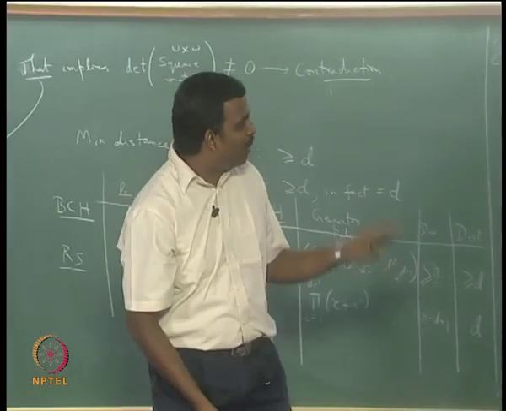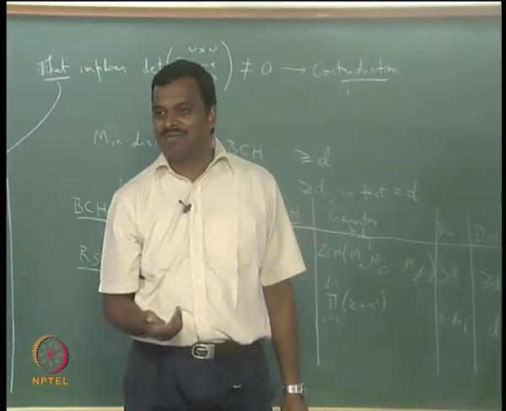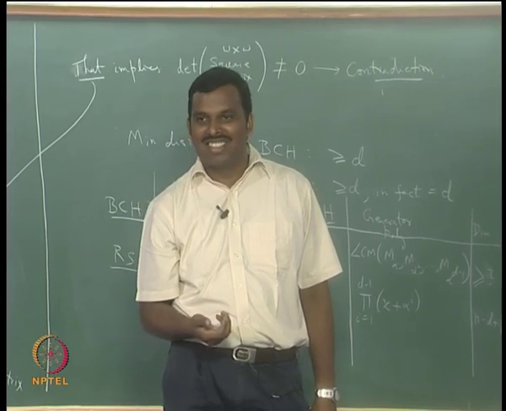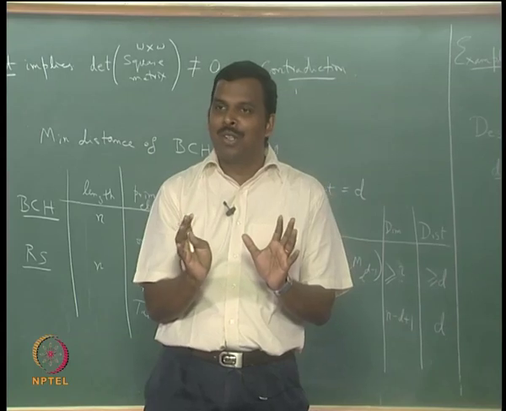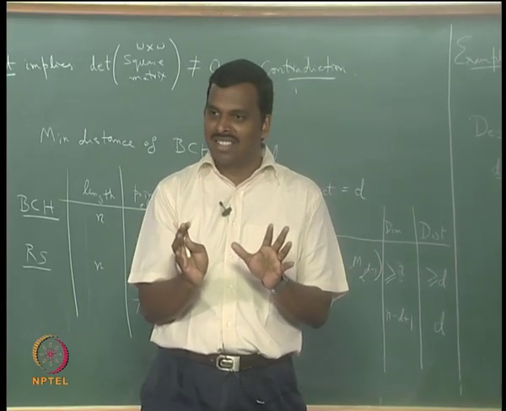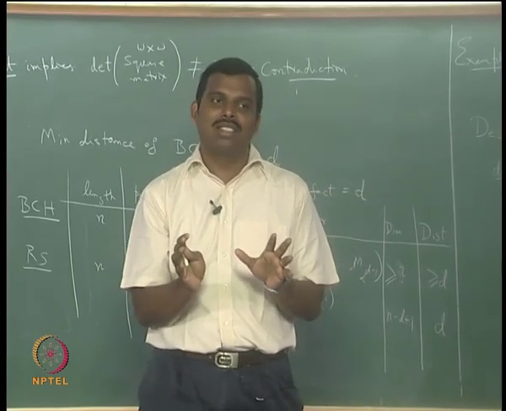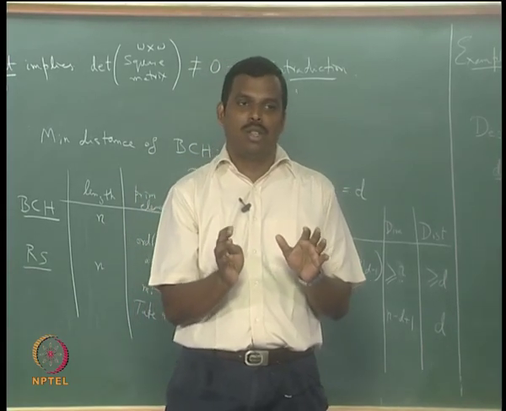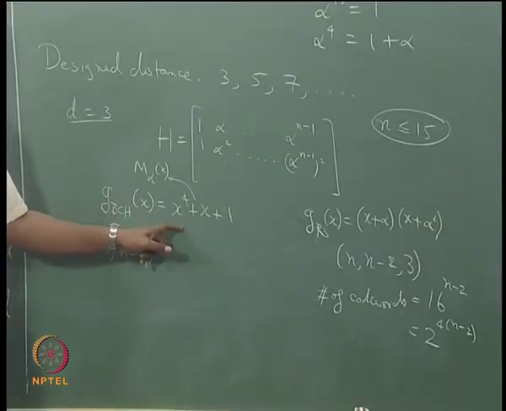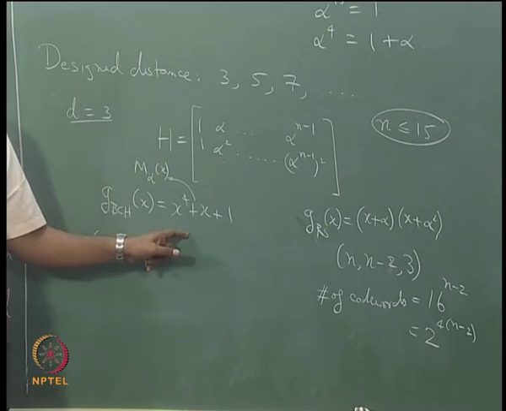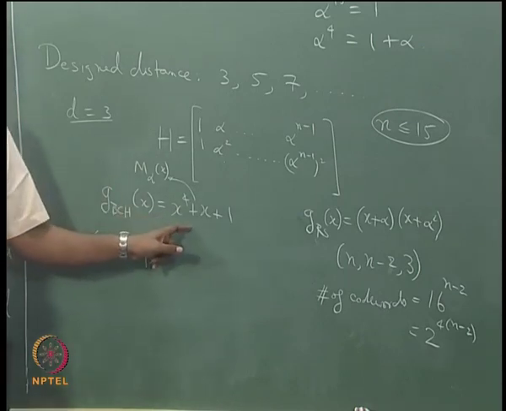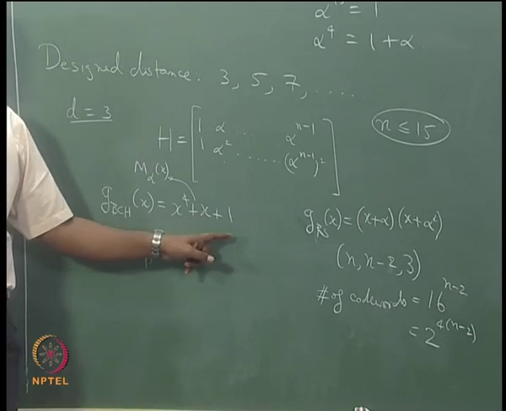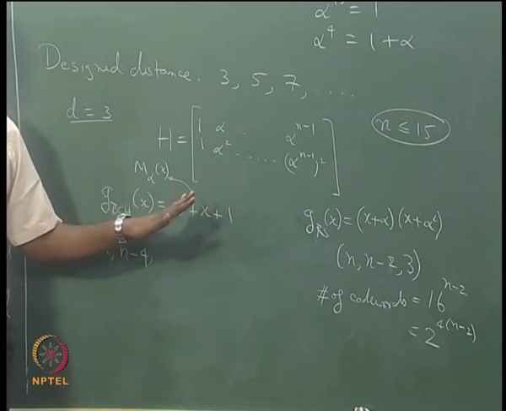Can you identify on the board a code word of weight 3? It should be 1. Remember, it is always good to think of code word polynomials instead of code word vectors. Okay, what are all the code word polynomials? All the polynomials which are products of g BCH of x, okay. So for instance, if I take m of x to be simply equal to 1, then what is definitely a code word? X power 4 plus x plus 1 is a code word polynomial, okay.